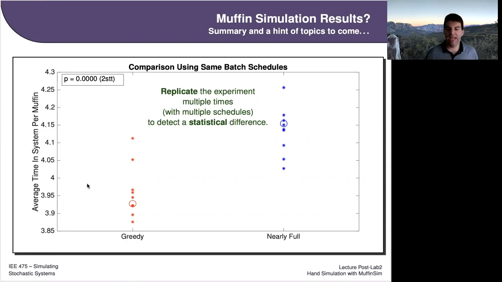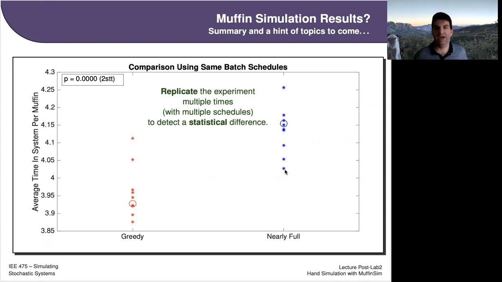And so here I now see that there is a variance in all of the greedy ones. So I give you 10 different greedy schedules, and some greedy schedules are really fast and some are slower. For those same 10 muffin schedules, the exact same, you push them through the nearly full policy and you get this variance here. And you can see that some nearly full are really slow and some nearly full are pretty fast.